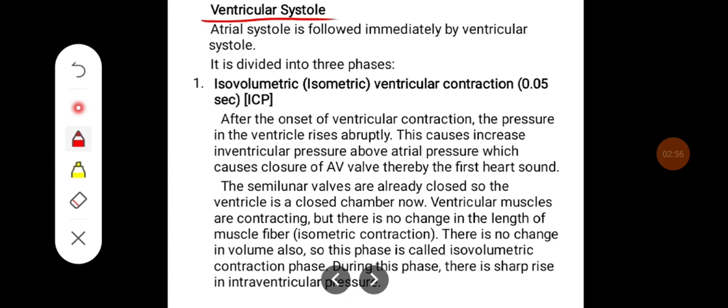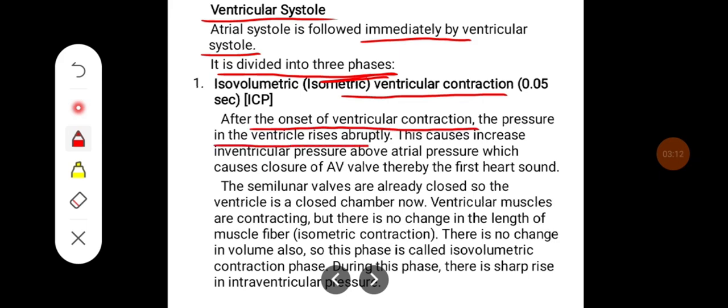Ventricular systole. Atrial systole is followed immediately by ventricular systole, and it is divided into three phases. The first is isovolumetric ventricular contraction, which is around 0.05 second. After the onset of ventricular contraction, the pressure in the ventricle rises abruptly. This causes an increase in intraventricular pressure above the atrial pressure, which causes closure of AV valves and thereby the first heart sound. The semilunar valves are already closed, so the ventricle is a closed chamber now.